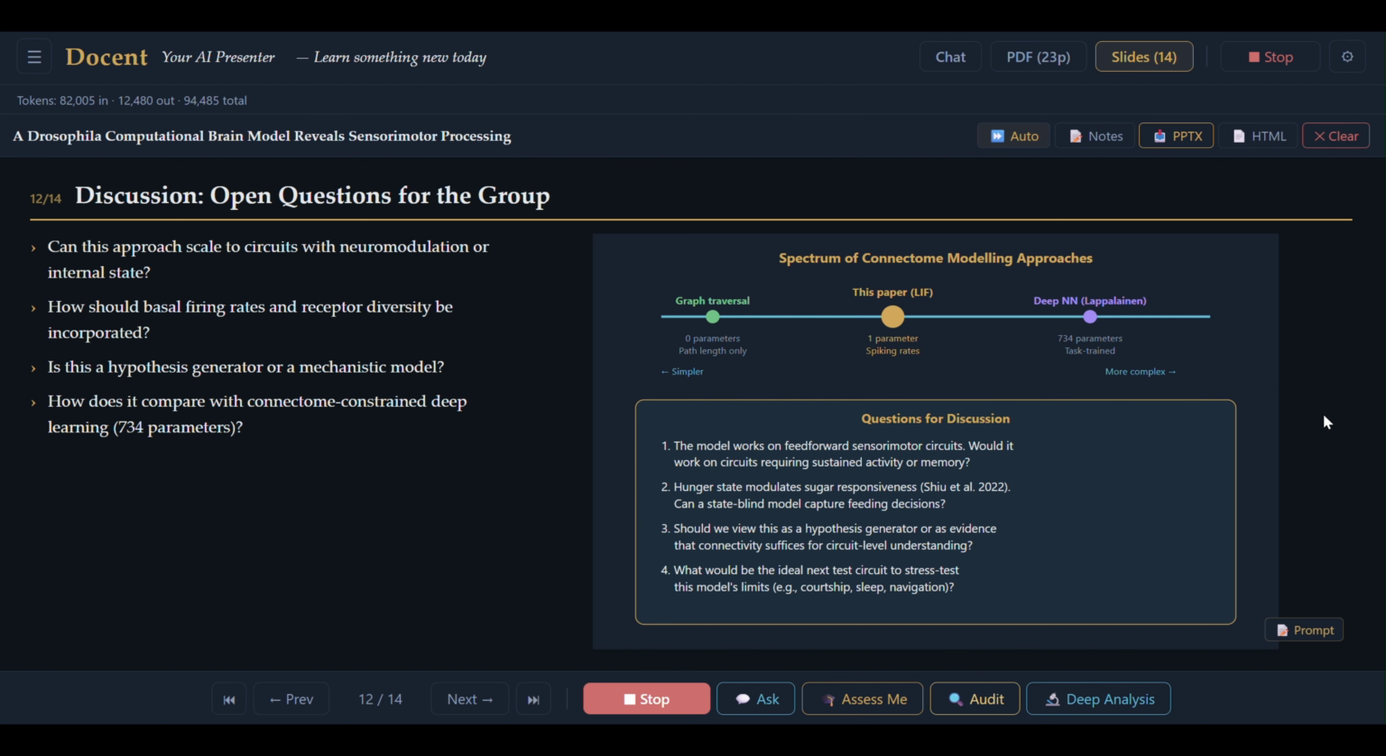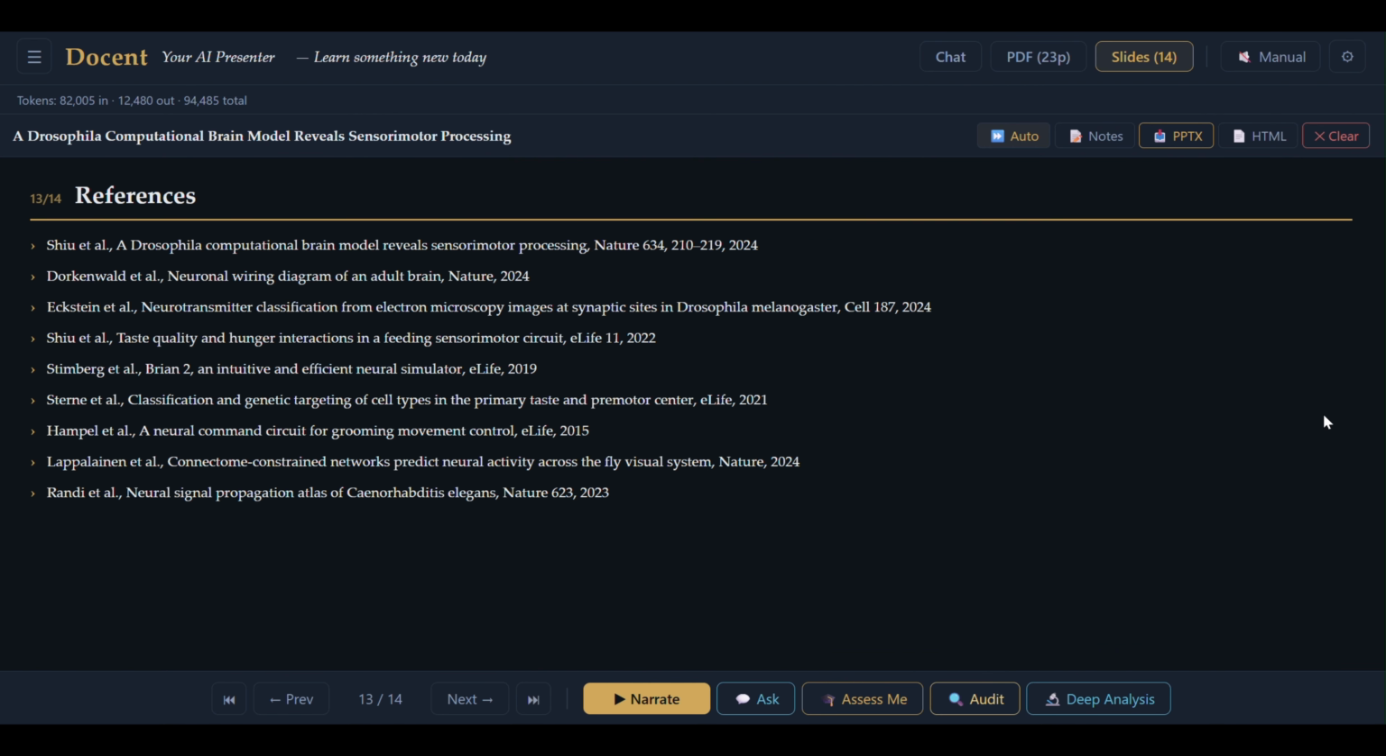Third, should we view this primarily as a hypothesis generator, a tool to identify candidate neurons for experimental testing, or as genuine evidence that connectivity alone captures circuit function? And fourth, what circuit would you choose as the ideal stress test? Courtship involves extensive neuromodulation, sleep-wake involves tonic firing, and navigation involves recurrent dynamics. These would be informative tests of the model's boundary conditions.